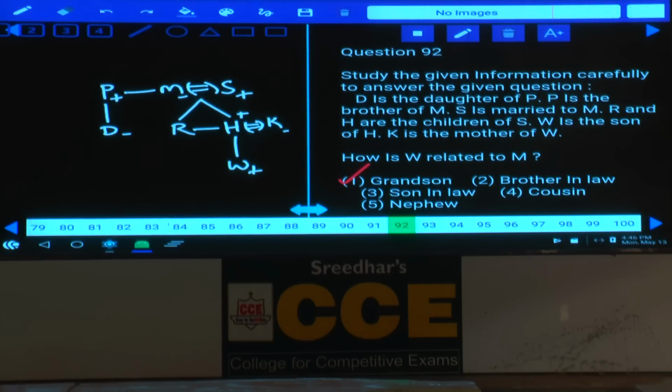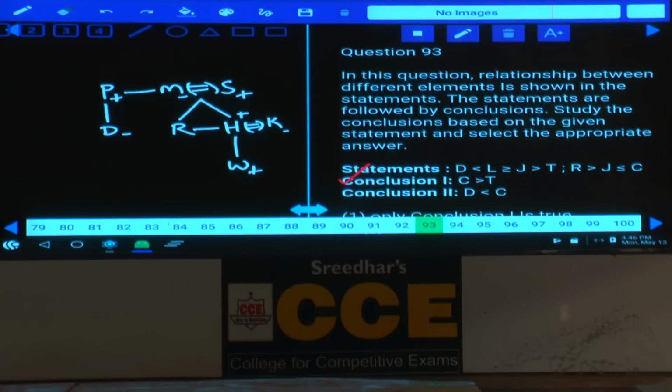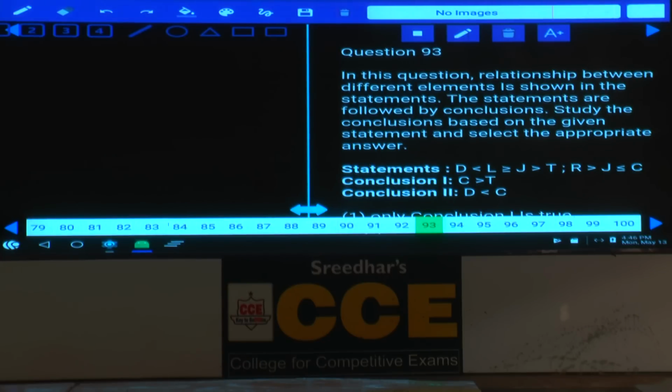Then 93 to 95. Now 93 to 95, these questions come under symbols and notation, coded inequalities. Now in this, the relation between C and D. Now T is here, C is here. Tell me what is the letter which is common here? J is common. Now J greater than T and J lesser than or equals to C means C greater than or equals to J. C greater than or equals to J, J greater than T. Tell me which symbol is common here? Greater is common, and C greater than T, definitely true.